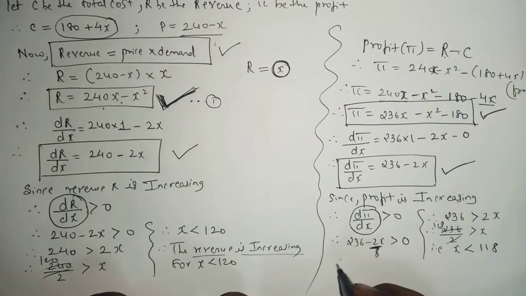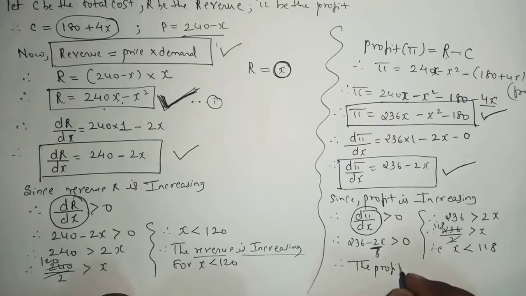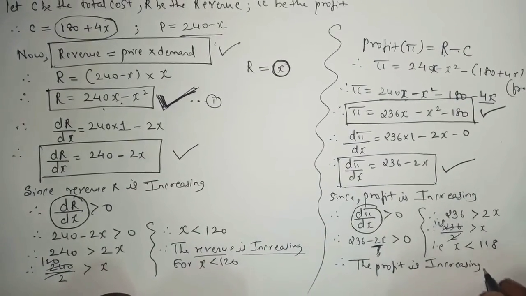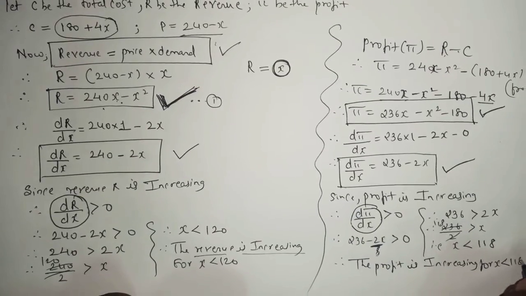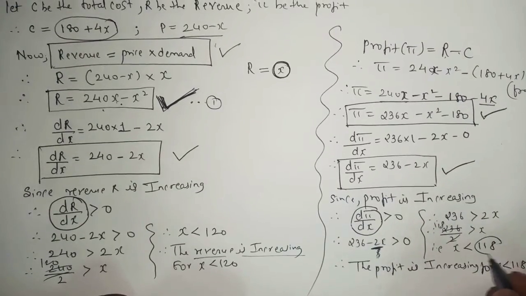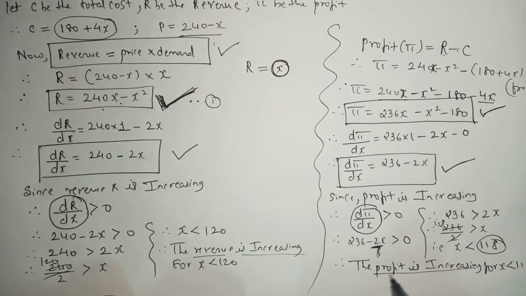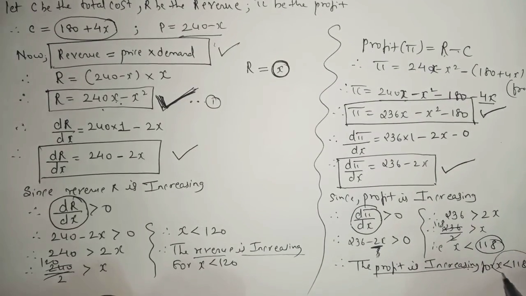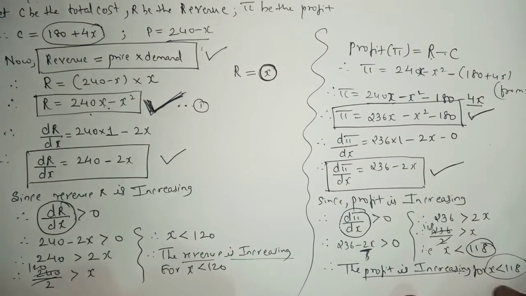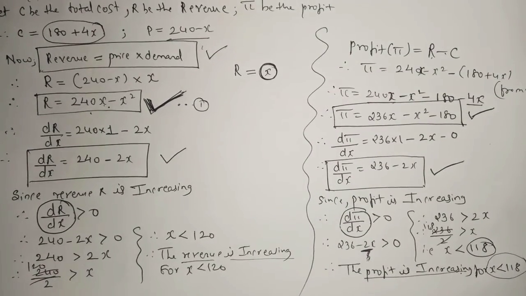Okay. So therefore here you will write the profit is increasing for x less than 118. So that means when the number of items is less than 118, your profit will increase. So the meaning of this sentence is what? The profit will increase when the number of articles you demand is less than 118. I hope you understood this sum also.